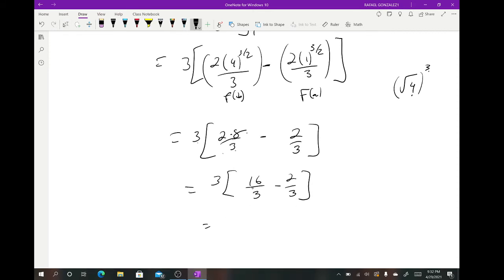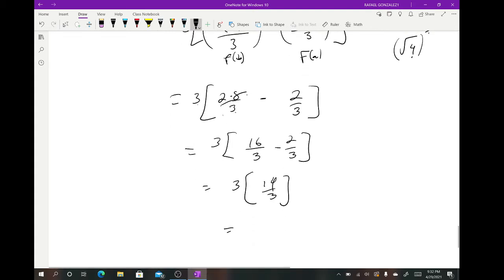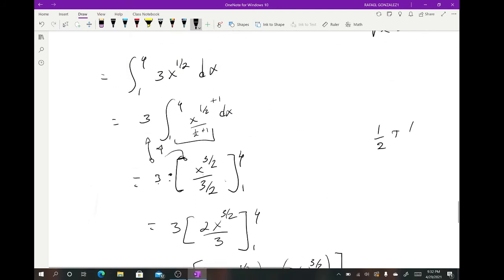So this is equal to 14 over 3. And then you multiply by 3, the 3s cancel out, so you get 14. So I have that the integral from 1 to 4 of 3 radical x dx is equal to 14. Okay.